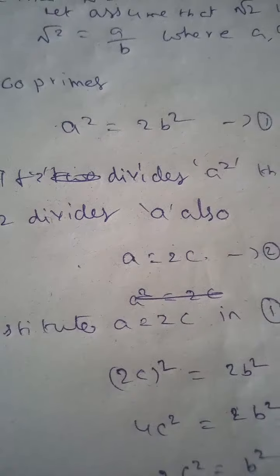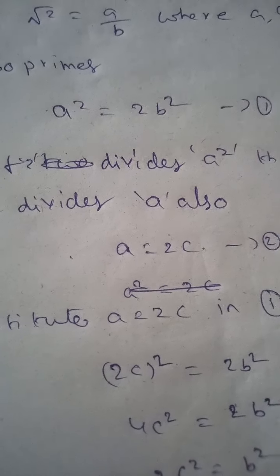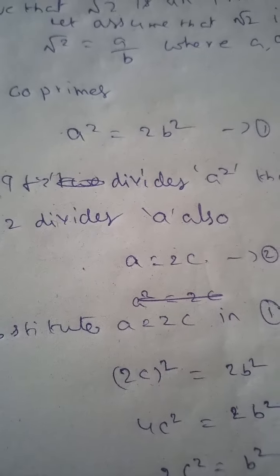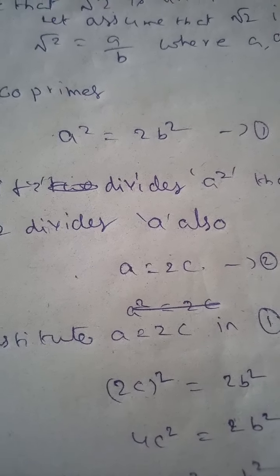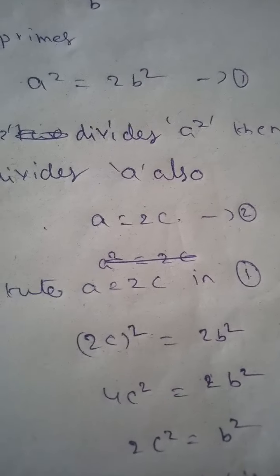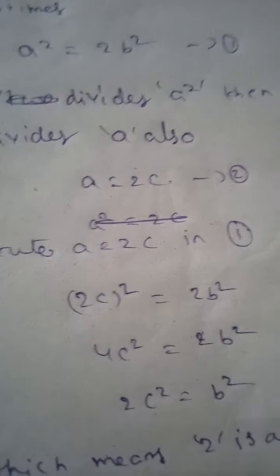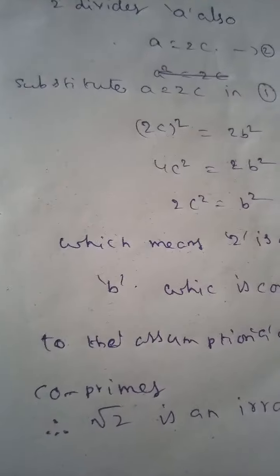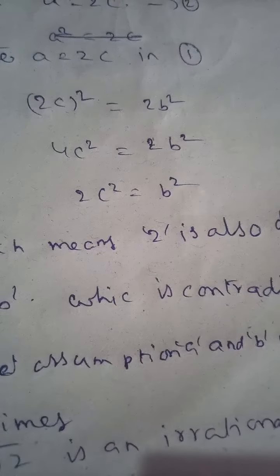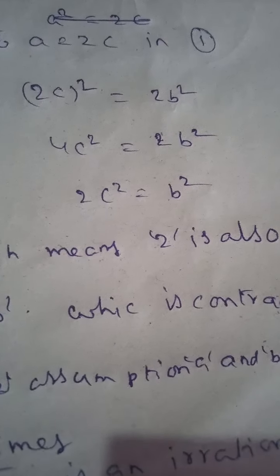Substitute a equal to 2c in equation 1, we get 2c whole square equal to 2b square. 4c square equal to 2b square. b square equal to 2c square. Which means 2 also divides b, which is a contradiction to the assumption that a and b are co-primes.